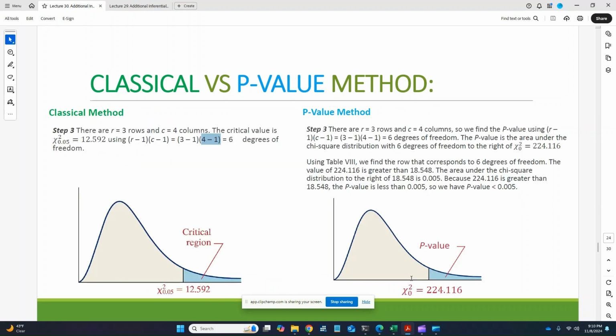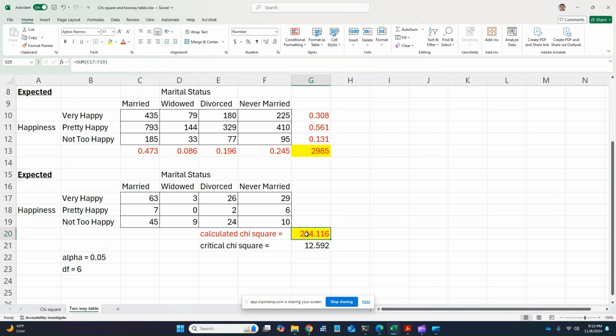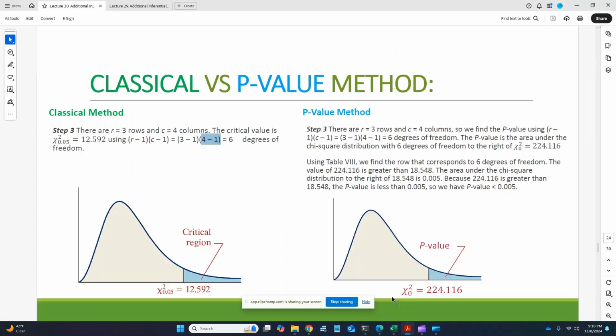What if we use the p-value method? That means we want to use this calculated chi-square as the threshold. In other words, what is the area beyond this calculated chi-square? Just like the blue area here is beyond this 12.592. But let's say we have 224 somewhere here. Then what is the area to the right of that threshold, 224?